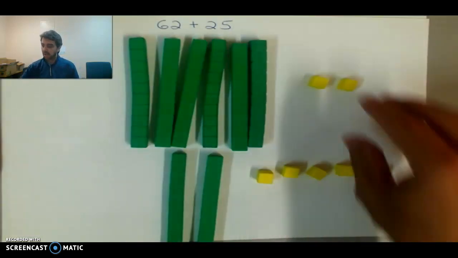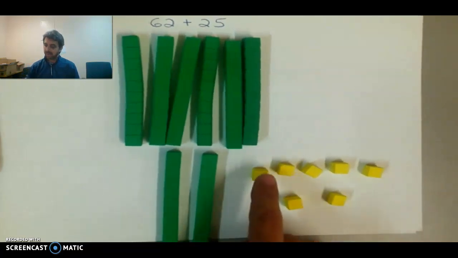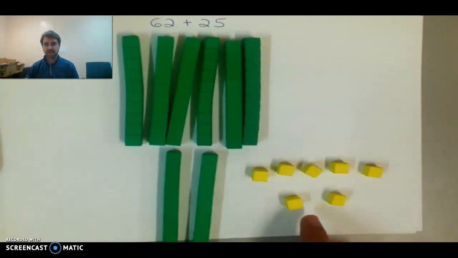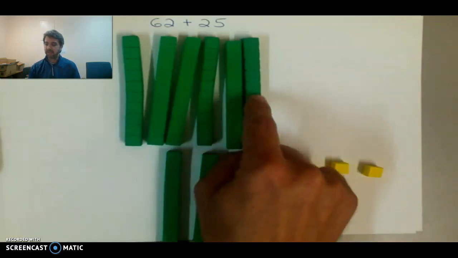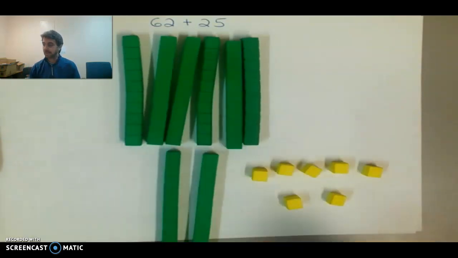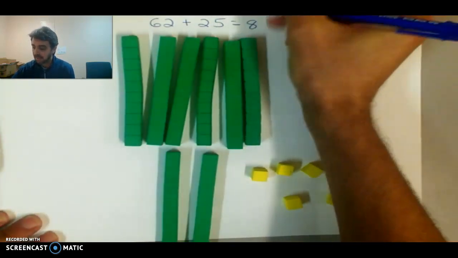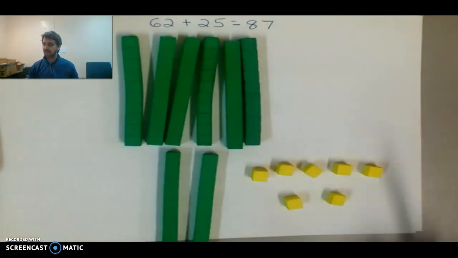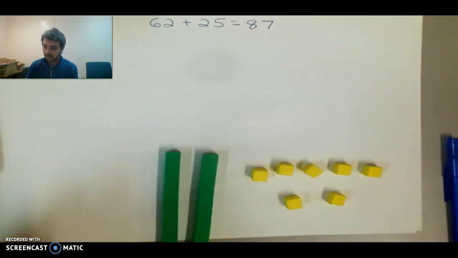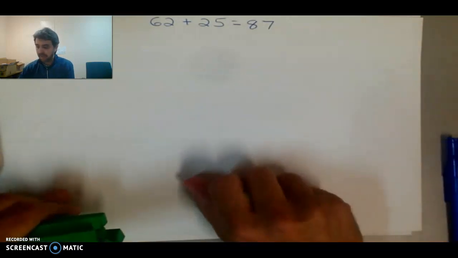So if we put all of our 1s together, how many 1s do we have? We have 5, 6, 7. So we have 7 1s, right? And how many 10s do we have? Let's count. 1, 2, 3, 4, 5, 6, 7, 8. So 8 10s. So our answer equals 8 10s and 7 1s, or 87. Okay, 87.